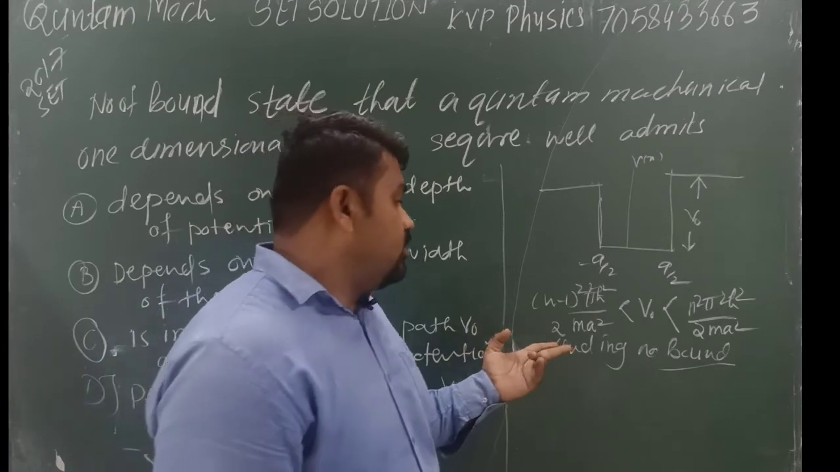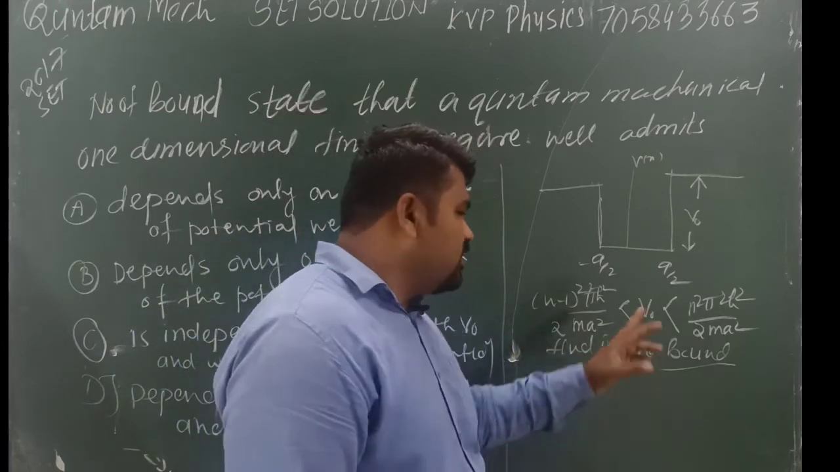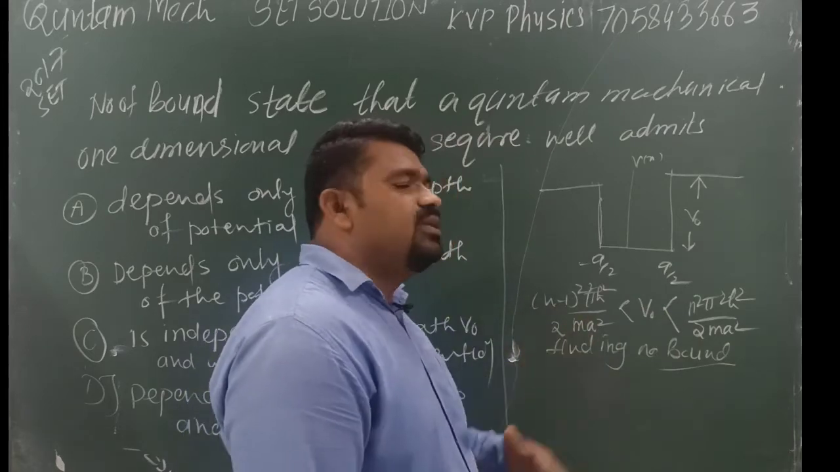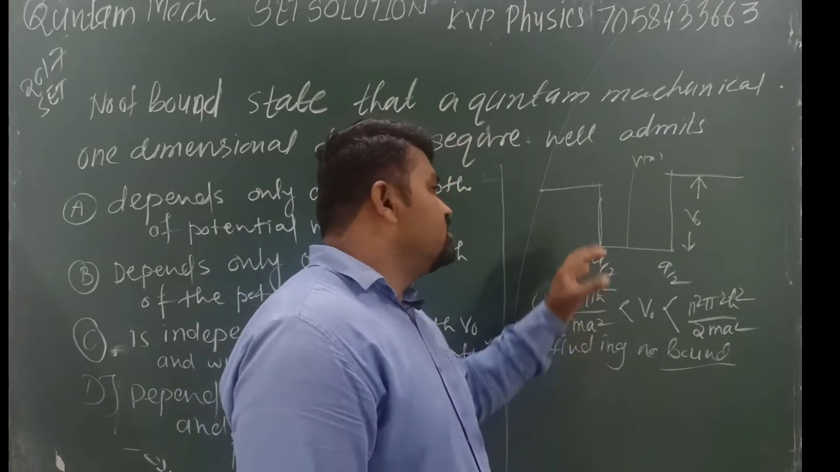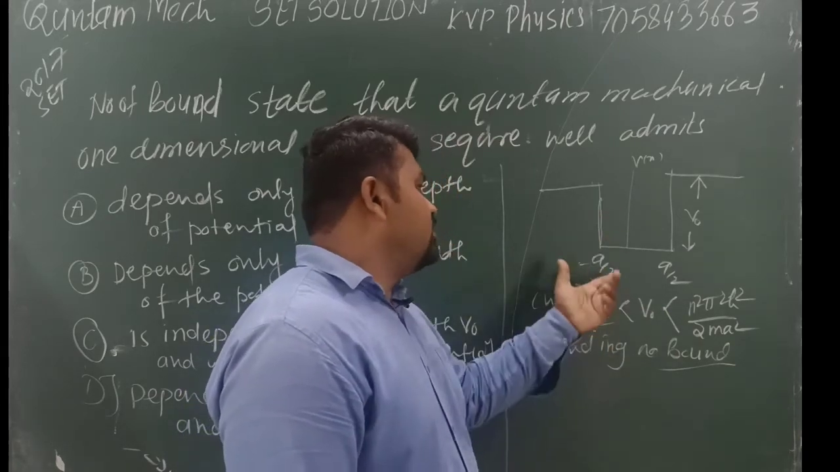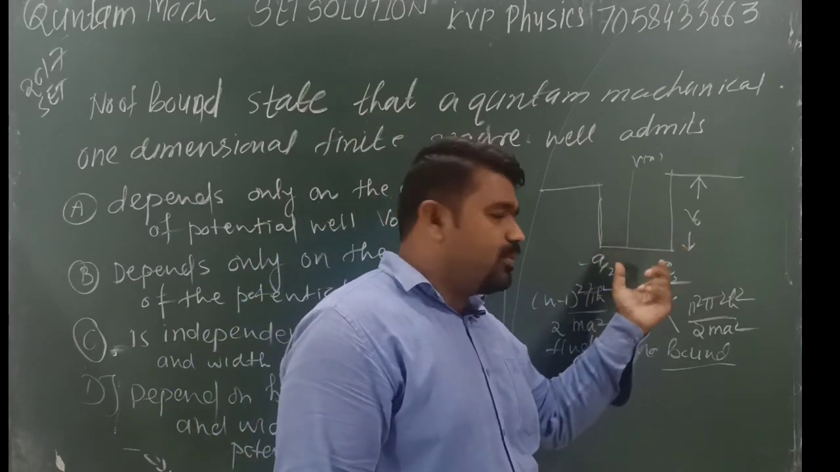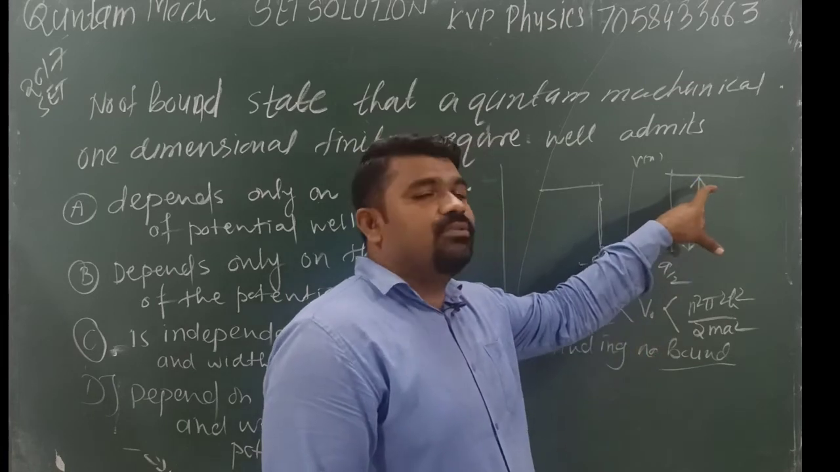Does it affect the number of bound states? Yes or no? In this case, which terms arise? Which terms are present here? Here m is the mass of the particle, a is the width of the potential, and V naught is the depth of the potential.